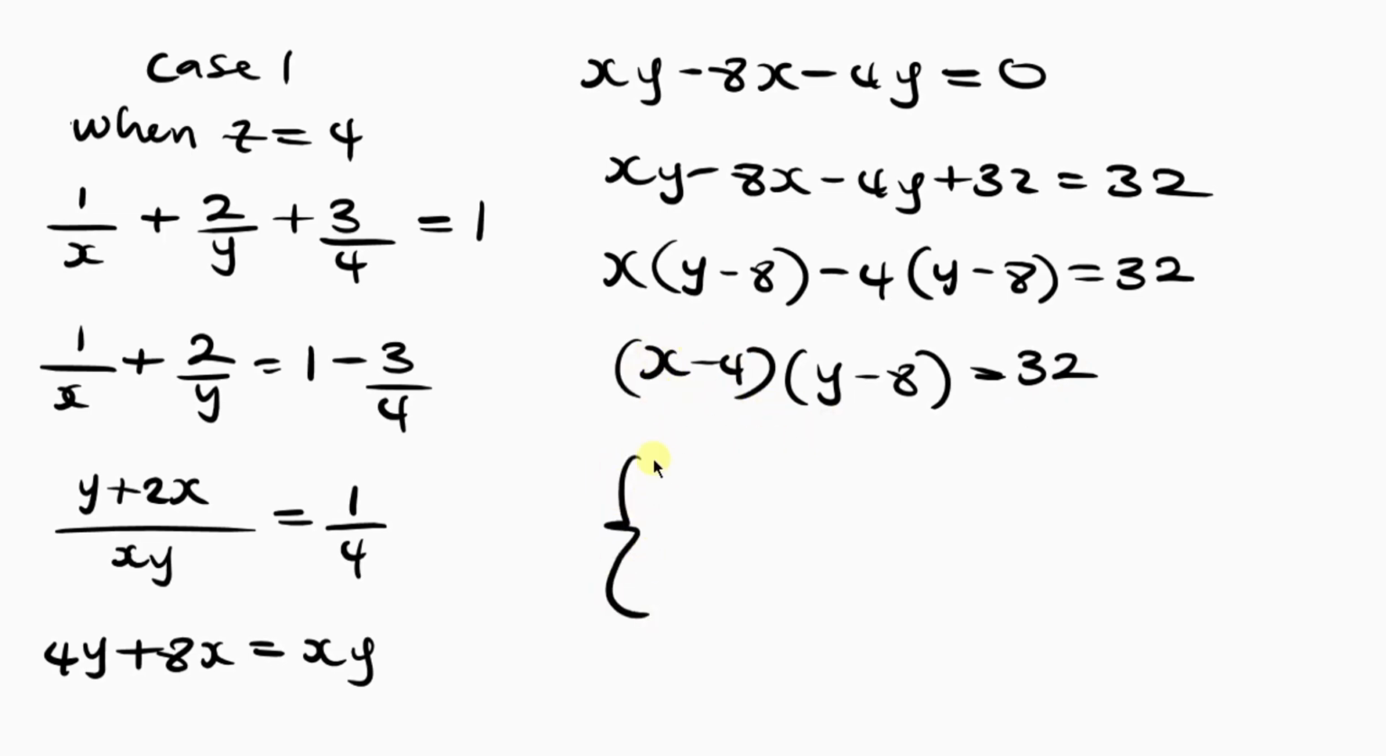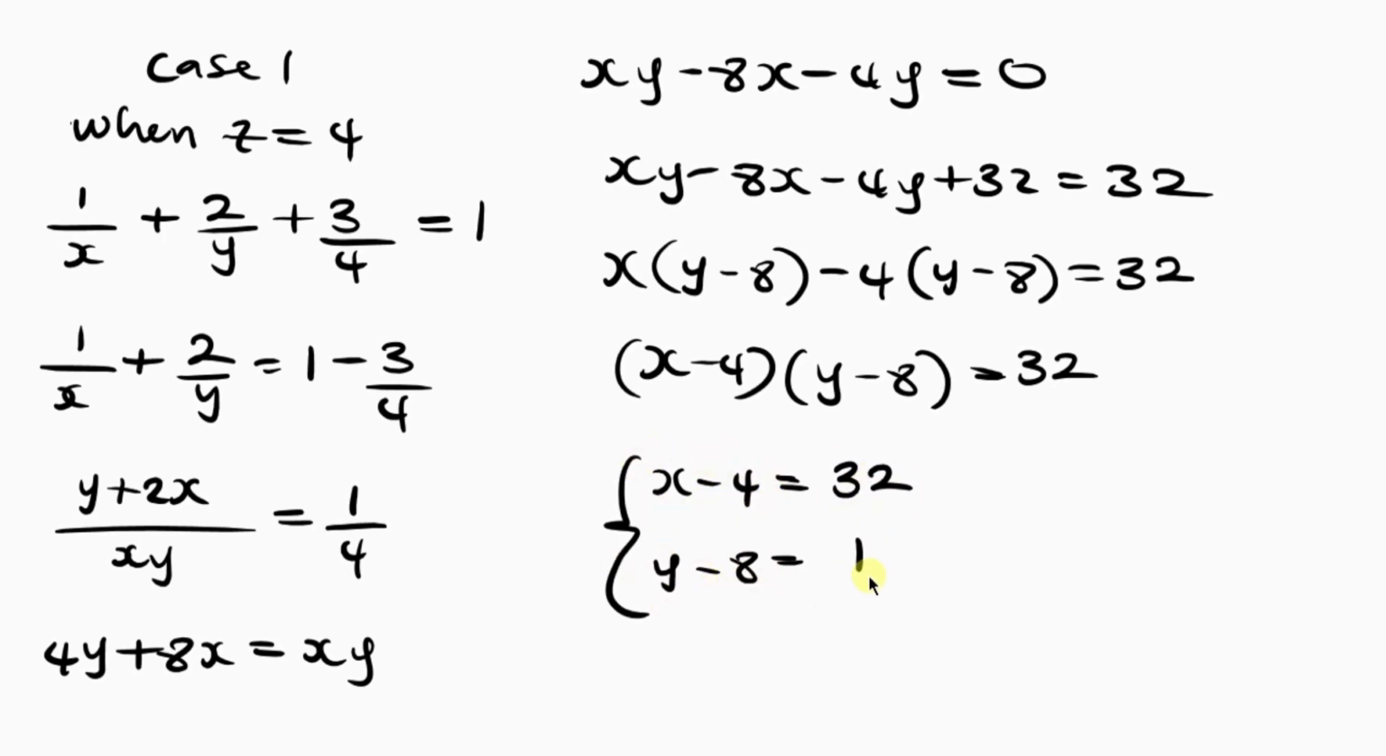Our first factor here is x minus 4 and the other factor here is y minus 8. So remember that these two factors are multiplying to give 32. So with x being the largest, I'm going to be multiplying the highest factor with another factor to give 32. And what are the factors of 32? We have 32 times 1 will give 32. That means this expression is 32 and this expression is 1.